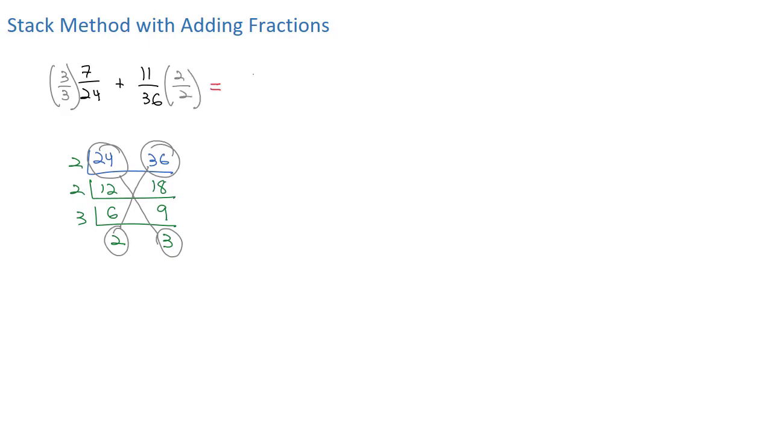When I do that, 7 times 3 is 21. 3 times 24 is 72, plus 2 times 11 is 22, over 2 times 36 is 72. And look at that. It gives me a common denominator. We're ready to add those together to get 43 out of 72 for our final answer.